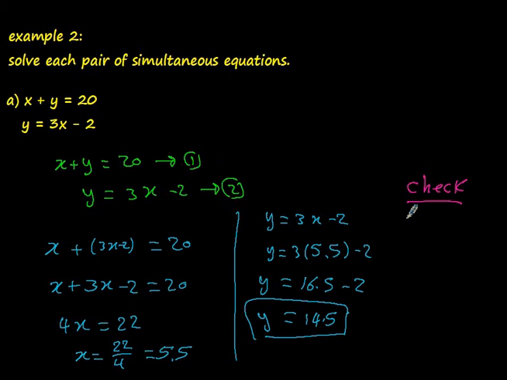Let's substitute in the first equation by the values of x and y. I know that x plus y equals 20. So here we are given that x is 5.5 and y is 14.5. So their sum actually equals 20. So the answer is correct.